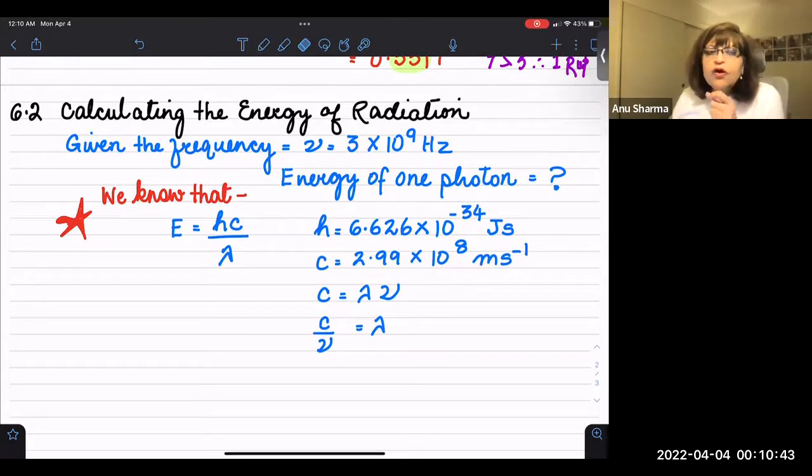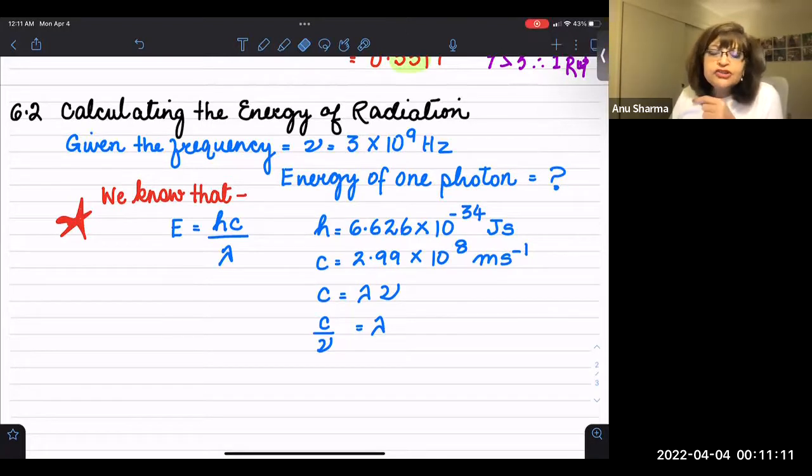First of all, we know the formula for energy, which is hc over lambda. H stands for the Planck's constant, and its value is 6.626 into 10 to the power -34 joules times second. The value of c, which is the speed of light, is 2.99, and you can also use 3.0 instead. So it's 2.99 into 10 to the power 8 meters per second.